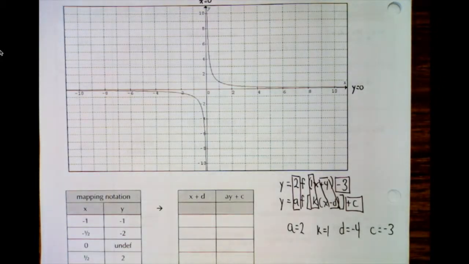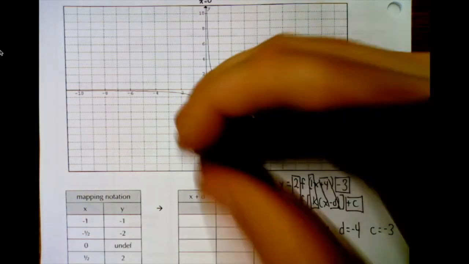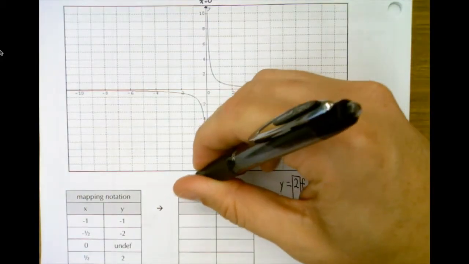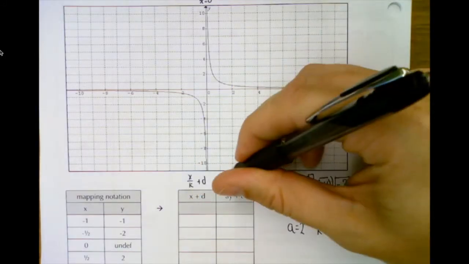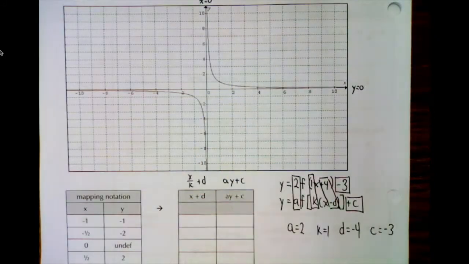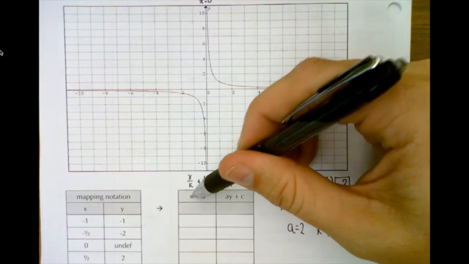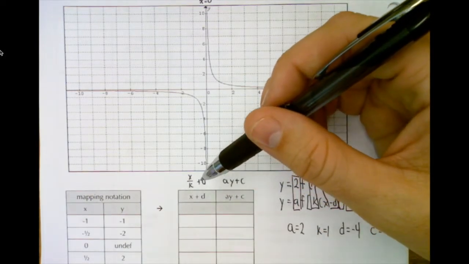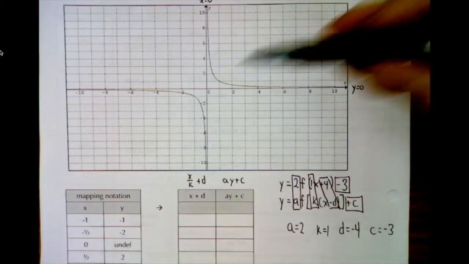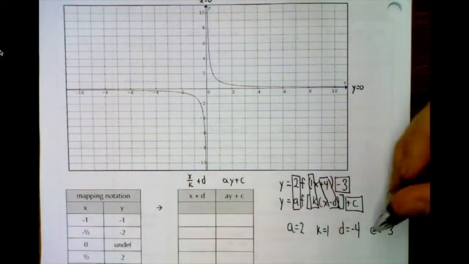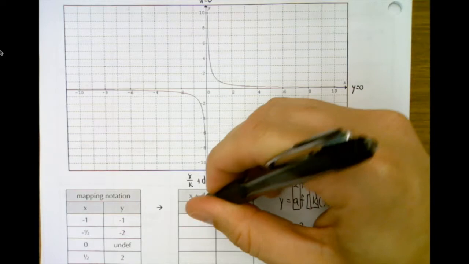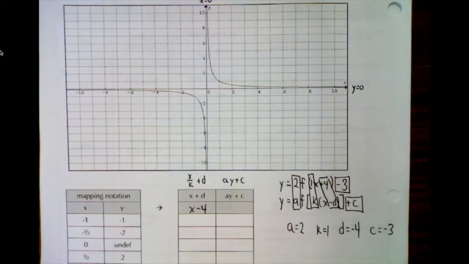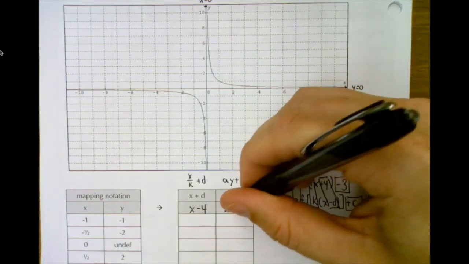Once we have our a, k, c, and d, we can plug it into our mapping notation. Our mapping notation is (x over k plus d, ay plus c). But on our handout we just have x plus d, and that's because I already knew k was 1 when I made the handout and I left it off. So we just have to take our x and add d. D is -4, so we have x minus 4 as our mapping for our x, and for our y we would have 2y minus 3.